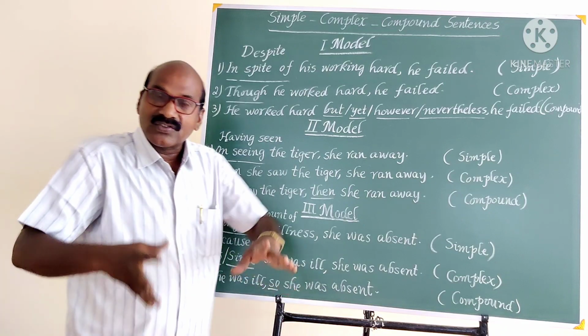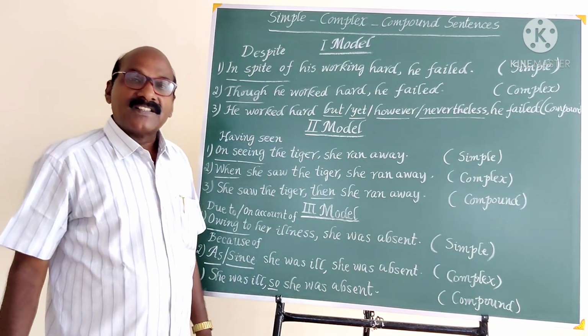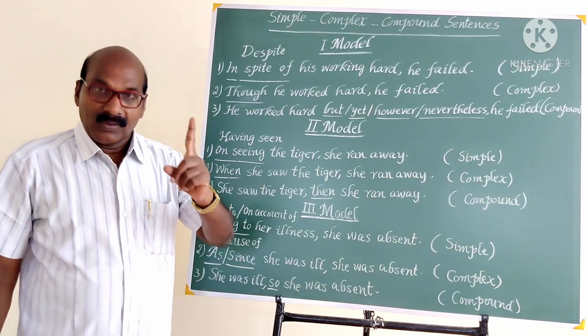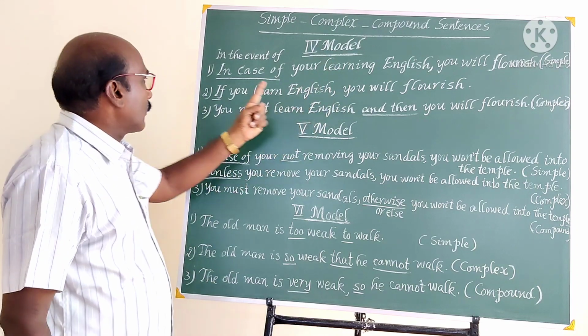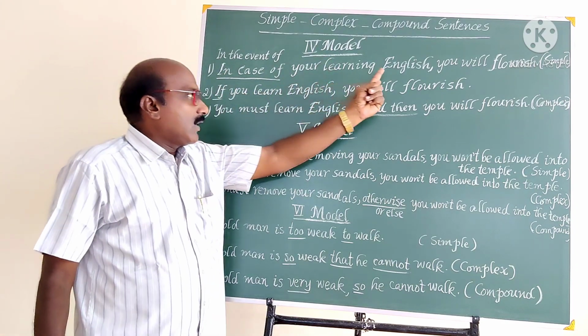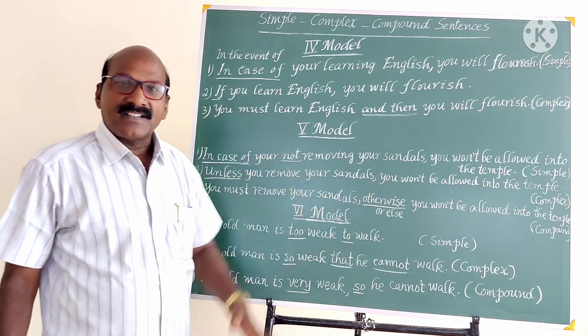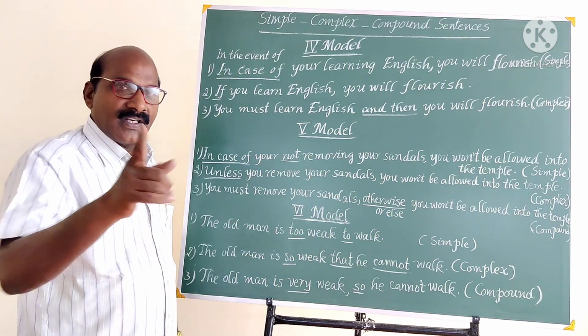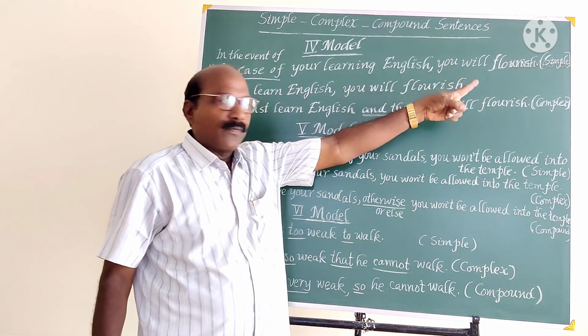These are the words that should be memorized all the time while dealing with the topic of simple, complex and compound sentences. Look at the fourth model. In case of your learning English, you will flourish. This is the simple sentence. It is the simple sentence because it has only one main clause, that is, you will flourish.